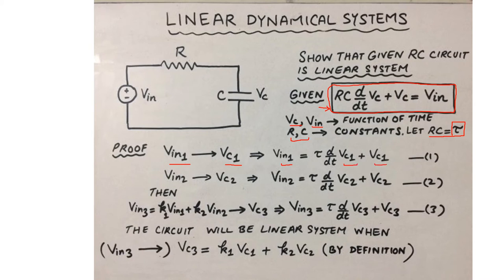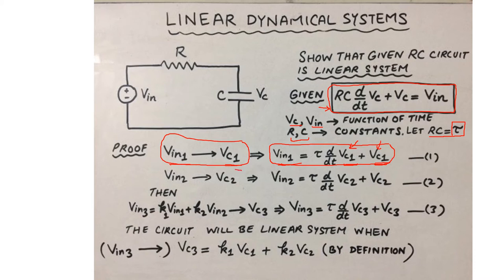In other words, when we say that the input Vin1 gives you an output VC1, it means that the input-output relationship remains satisfied when the input is replaced by Vin1 and the output variable is replaced by VC1. And you should note that the output variable is appearing once without derivative over here and once with derivative here, that is, when it is multiplied by the coefficient tau.